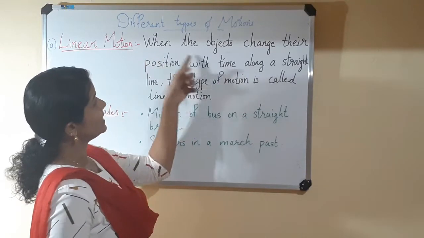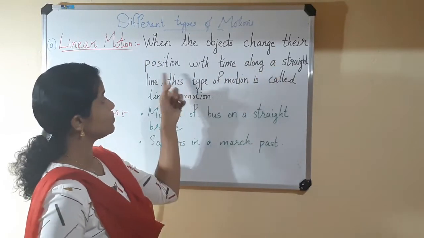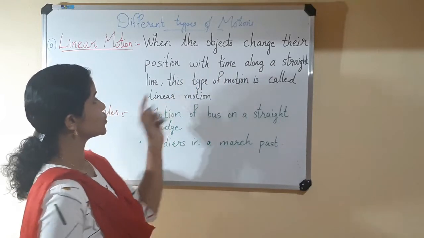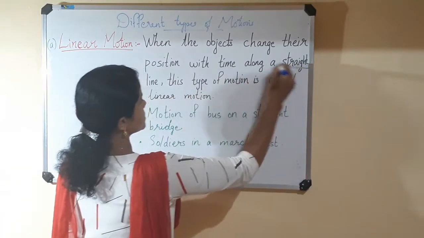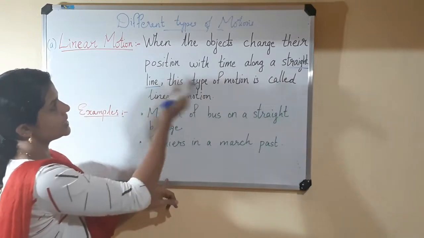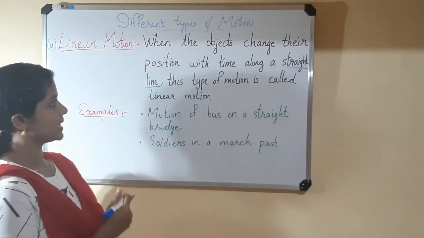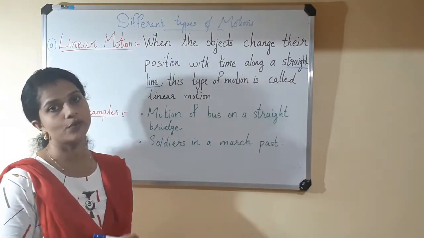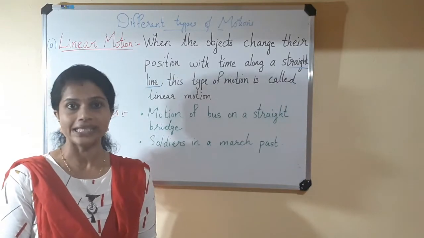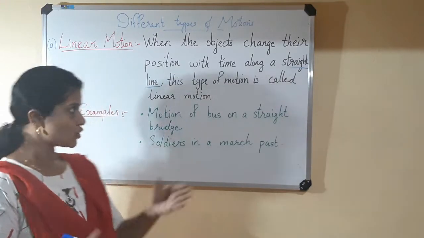So when the object changes its position with time along a straight line. This is a straight line. Okay, changing its position with time along a straight line, and this type of motion is called a linear motion or straight motion. So let's see the example.